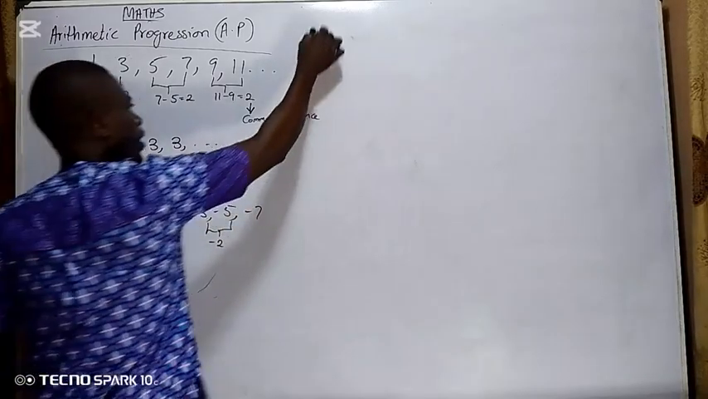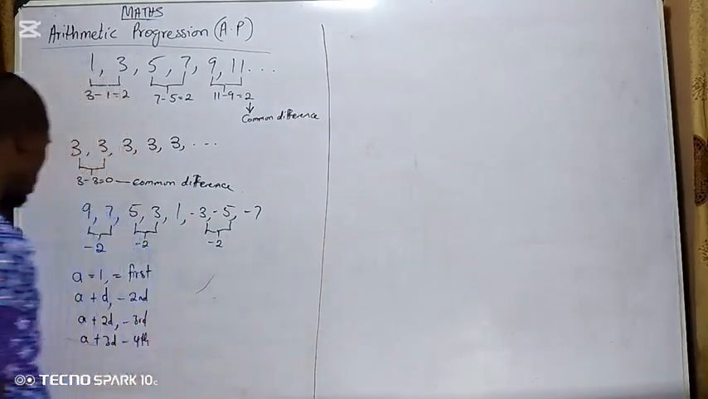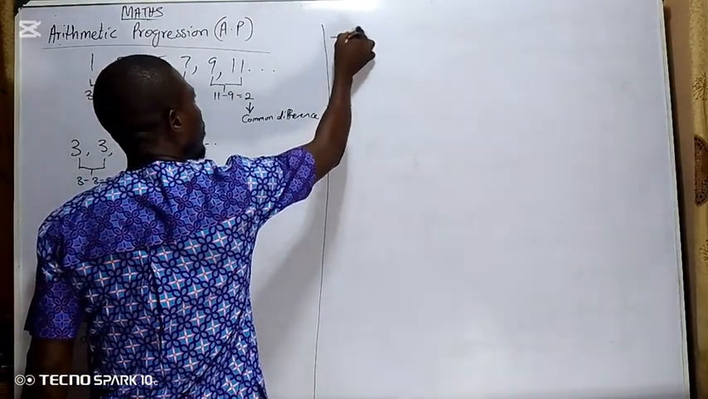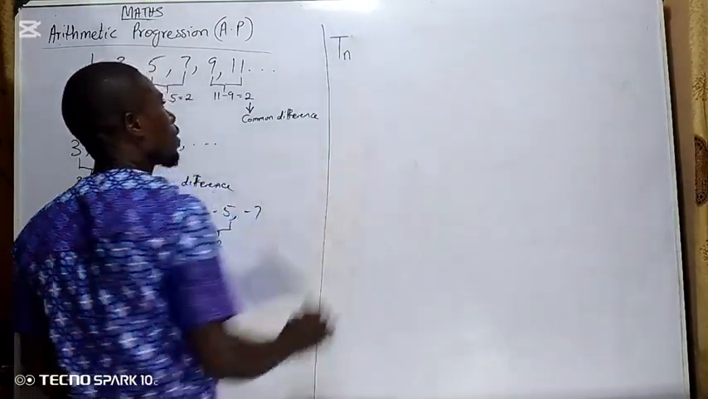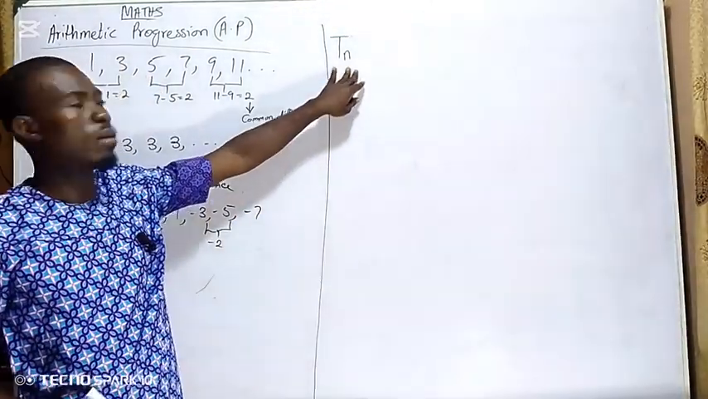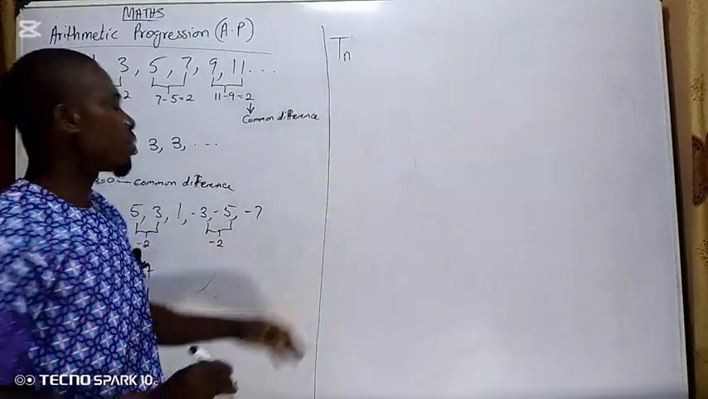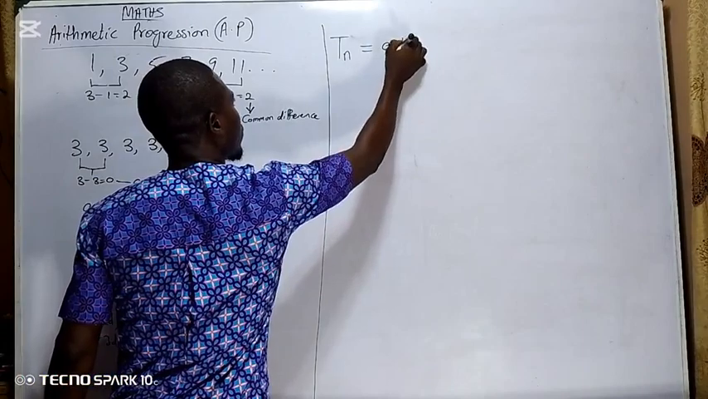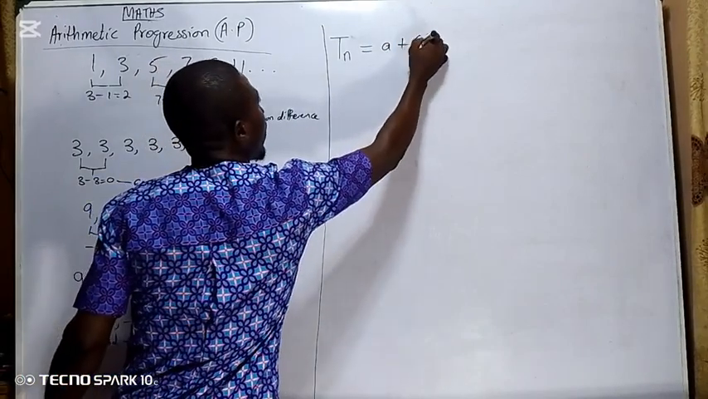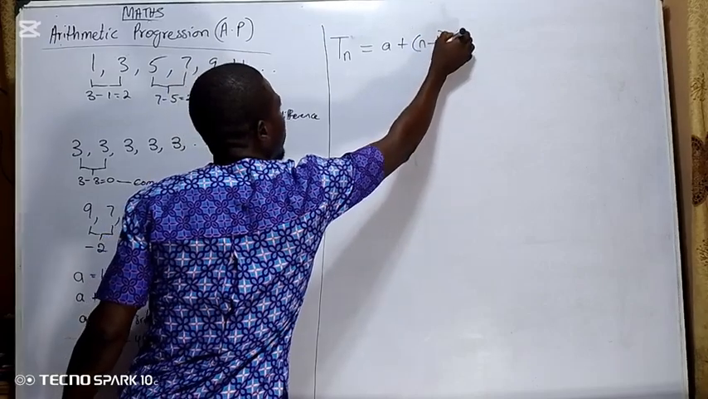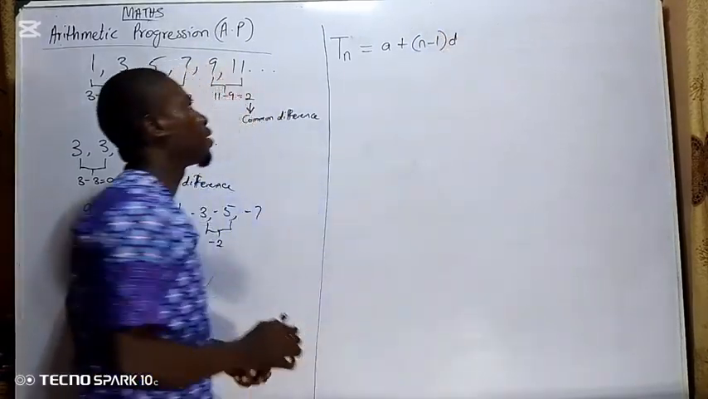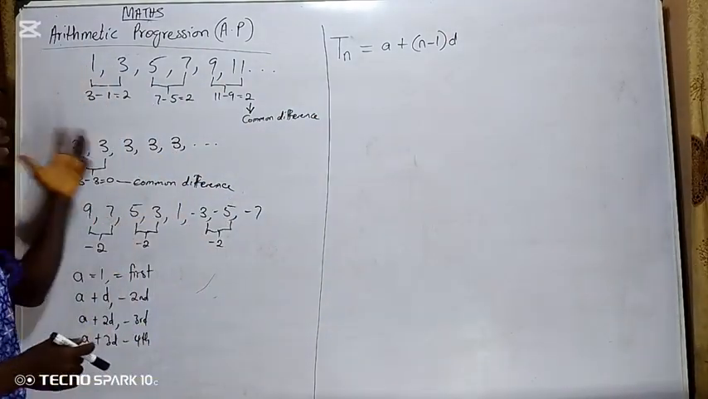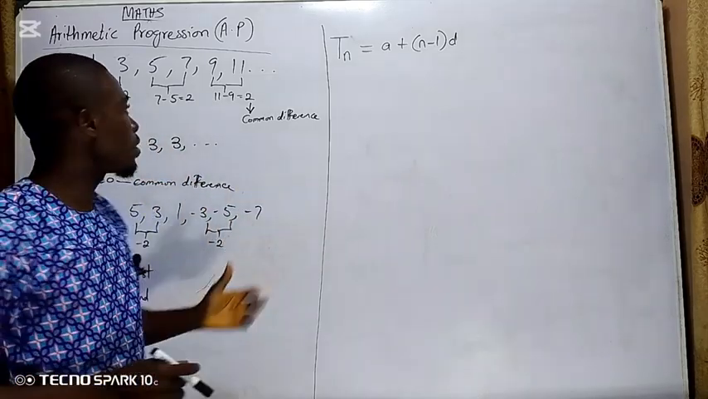Now, in general, to find the nth term of an AP, let the nth term be denoted with Tn. Tn will be equal to A plus n minus 1 times D. That's the general formula we use to find any term of an arithmetic progression.